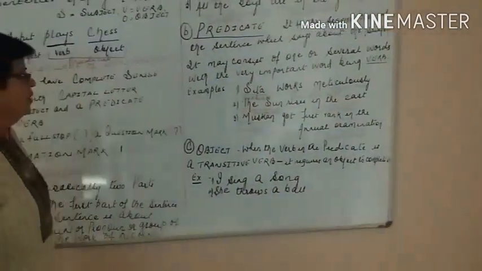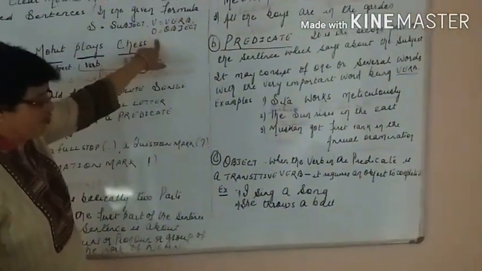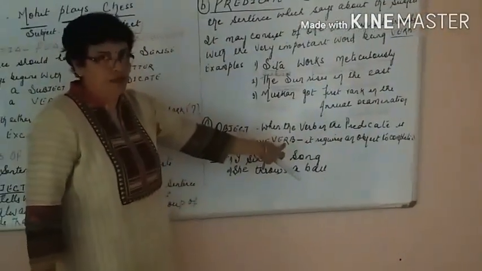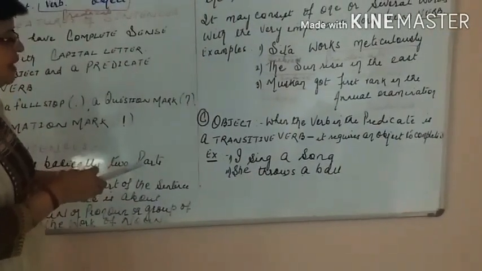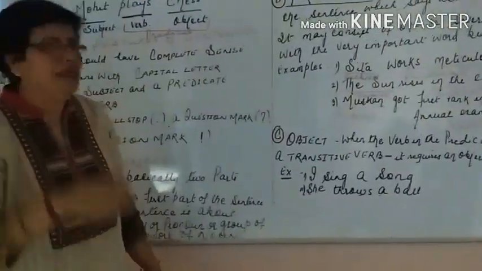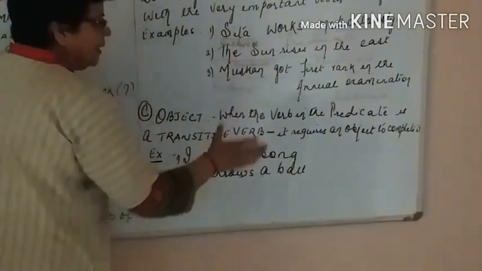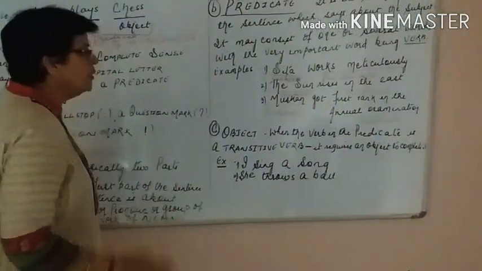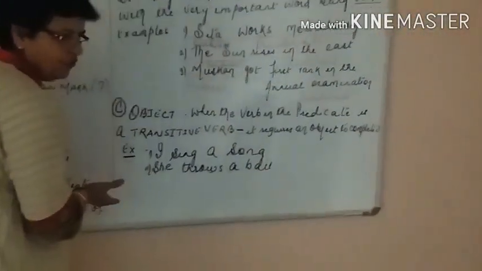Okay? Now I'm taking this third part, which I've mentioned as an object. An object is needed when the verb in the predicate is a transitive verb. It requires an object. Remember once again, I'm making it clear how an object acts. If the verb in the predicate is a transitive verb, transitive verbs are those verbs which always take a word for the completion of a sentence.